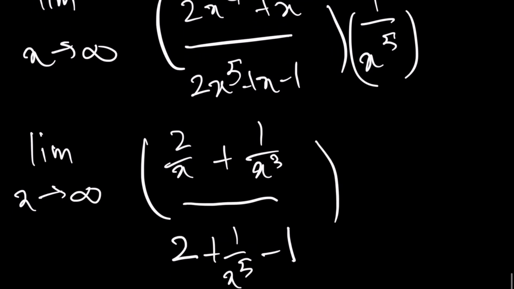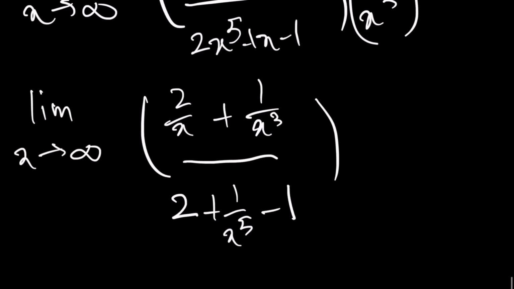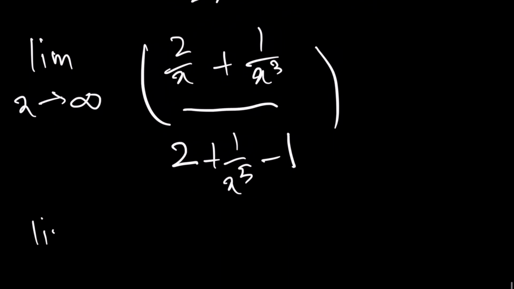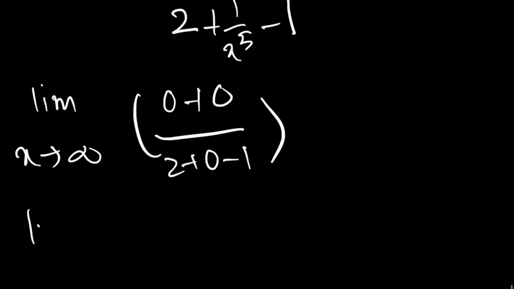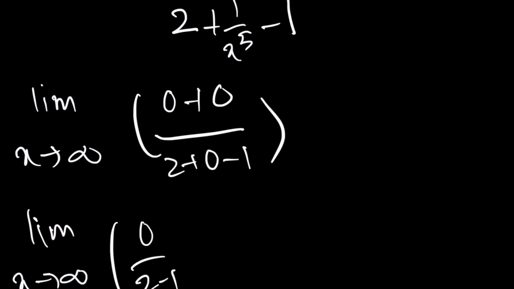So, if we simplify this top part, we'll basically just get 0. So we'll get 0 plus 0 over 2 plus 0 minus 1. 0 plus 0 is just 0. 0 over 2 minus 1. So we'll get this equal to 0 over 1, which is just equal to 0.